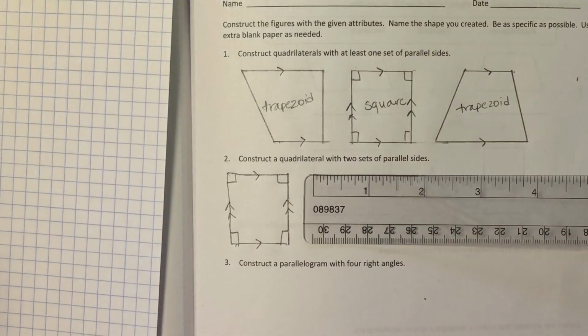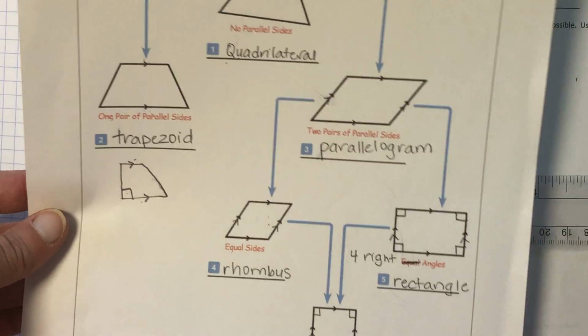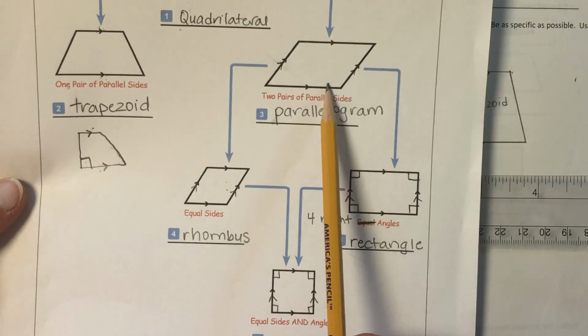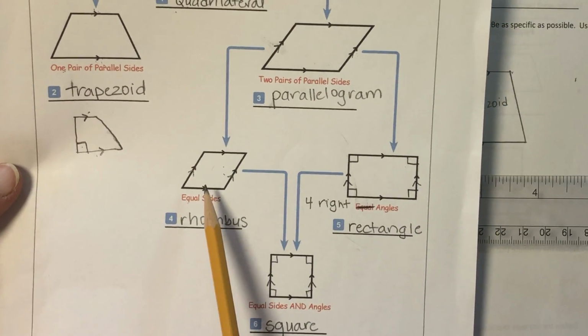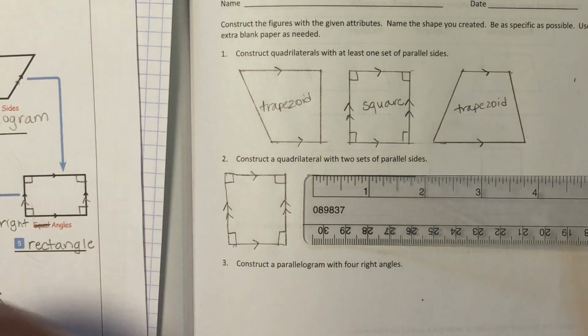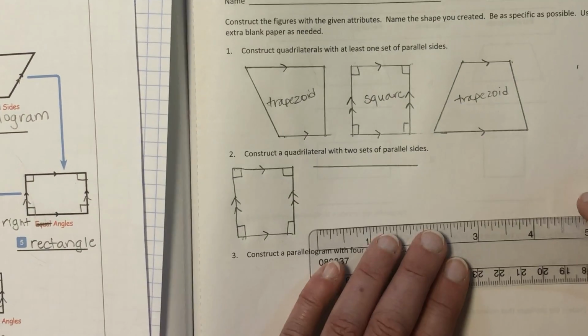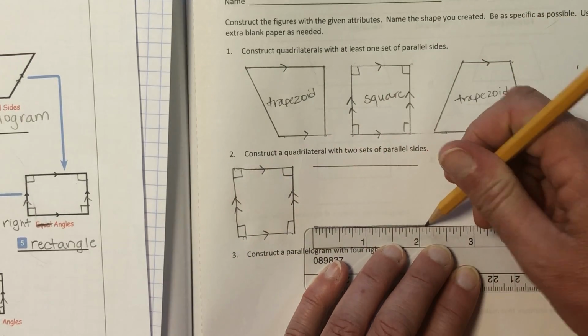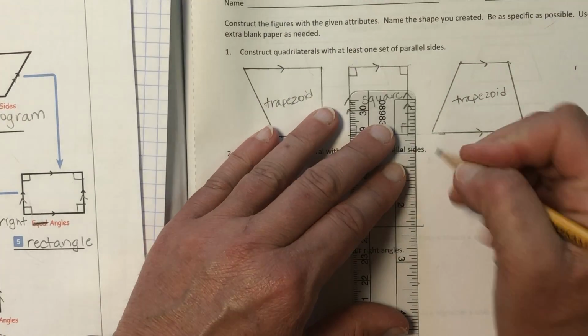I can go back and look here at my chart and say, which ones of these had at least two sets of parallel sides? Look, I could draw a parallelogram. I could draw a rhombus. I could draw a rectangle or a square. I could draw 4 of these in here. So I'm going to do that quickly, because all of these have two sets of parallel sides.